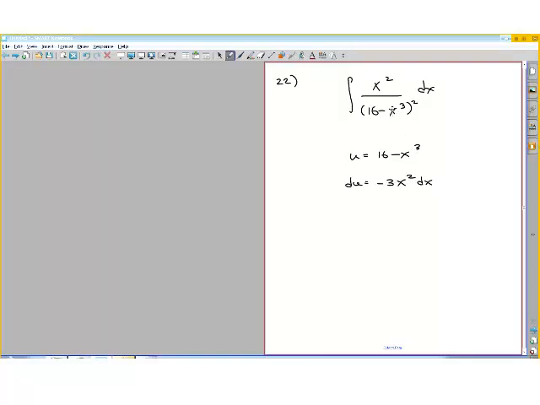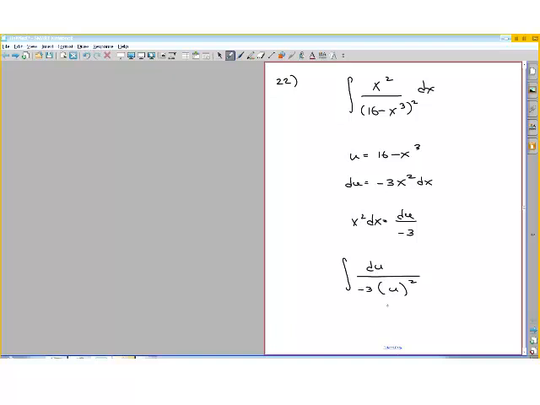So this time we're going to use the solution. We're going to solve for x squared dx from here. So what is x squared dx? x squared dx is equal to du divided by negative 3. So we just divide both sides by negative 3. So we can make that substitution here. Now we can just make a direct substitution. So this becomes du divided by negative 3. And then this term becomes u squared.